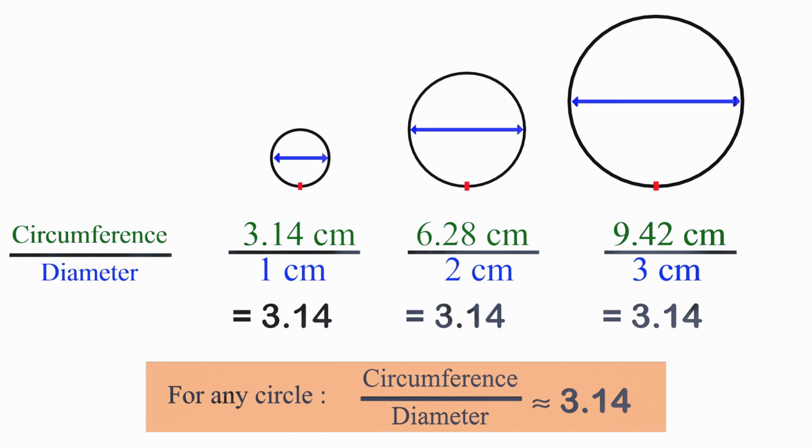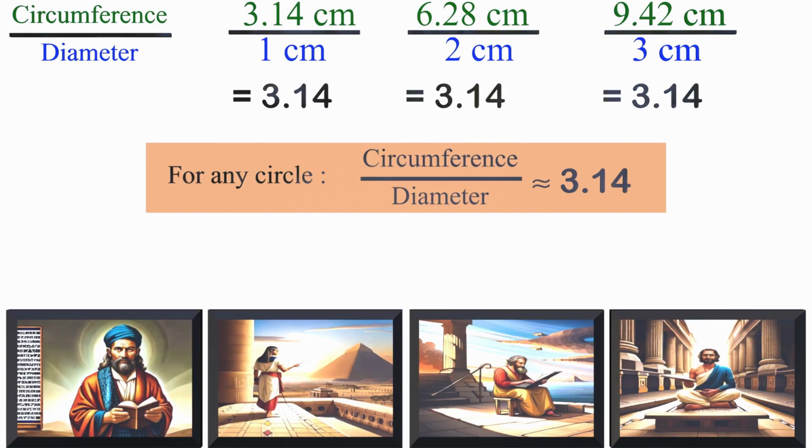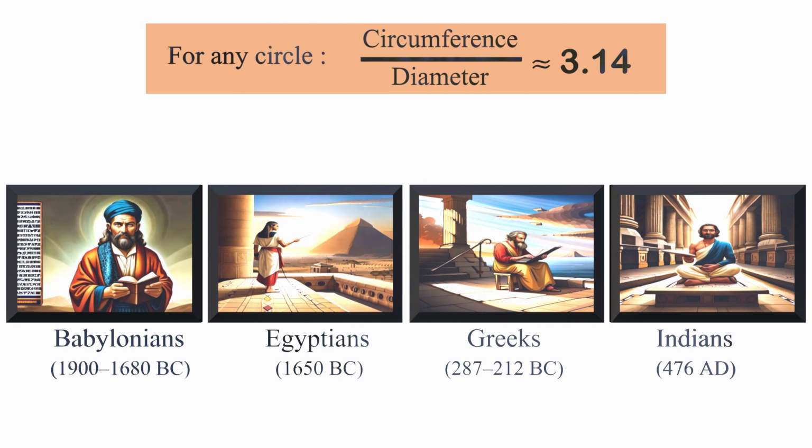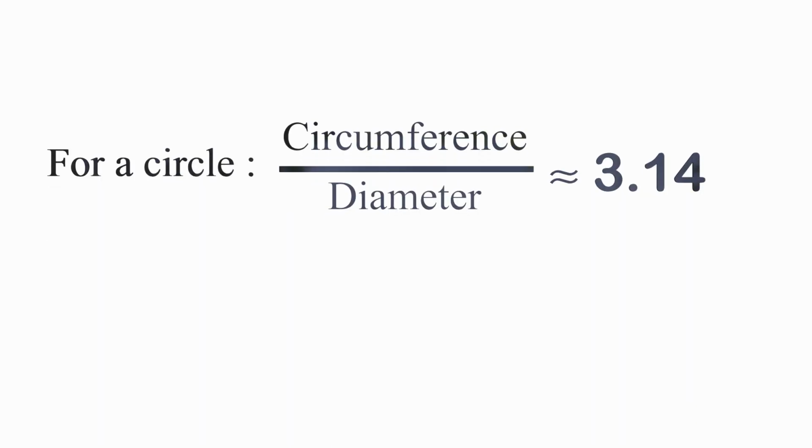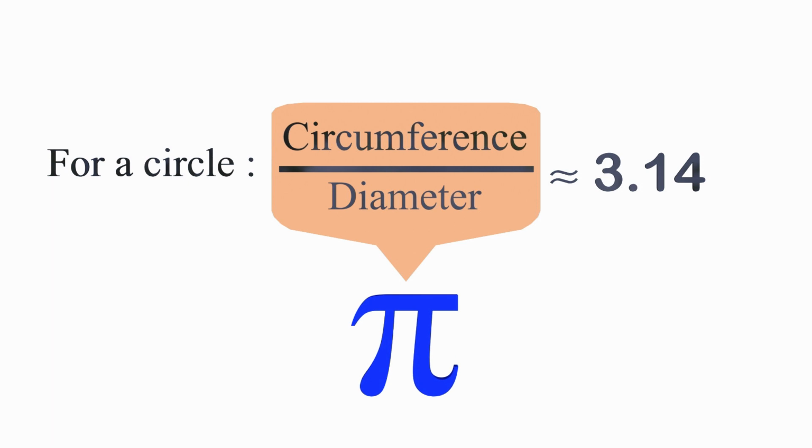This amazing discovery has been known since ancient times. Different civilizations like the Babylonians, Egyptians, Greeks, and Indians independently found approximations for this special ratio, showing their curiosity about circles. Throughout history, mathematicians have devised ingenious methods to approximate the value of this ratio. For ease of representation, they began using the Greek letter pi for this ratio in the 1700s. That's how this number got its name.